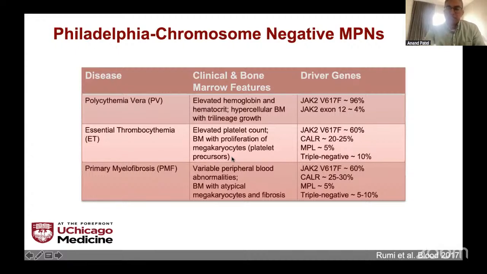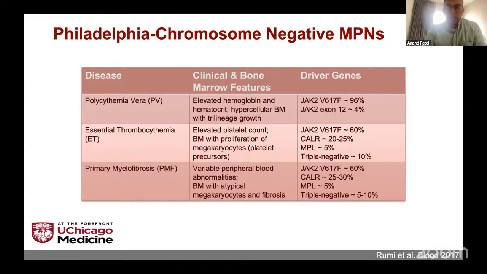So, to set the stage, when we think about what we refer to as our Ph negative MPNs, so people that don't have a Philadelphia chromosome, really there's three major disease states. There's polycythemia vera, with the major issue there being that your hemoglobin and hematocrit are too high. So that puts you at risk of having clotting complications. So the goal is to try and reduce the hematocrit into a healthy range.